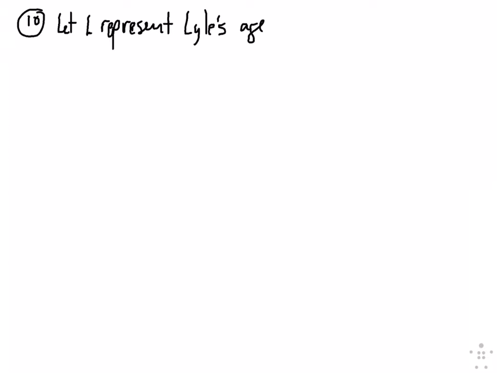Okay, number 10, right? We have Lyle and Sean. So let L represent Lyle's age now, and let S represent Sean's age now, right? Okay.